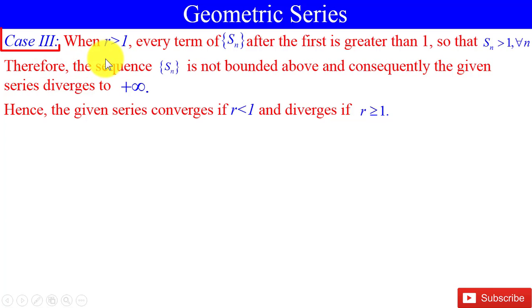Case 3, when r is greater than 1, every term of the sequence Sn after the first is greater than 1, so that Sn is greater than 1 for all n. Therefore, the sequence Sn is not bounded above and consequently the given series diverges to plus infinity. Hence, the given series converges if r is less than 1 and diverges if r is greater than or equal to 1.